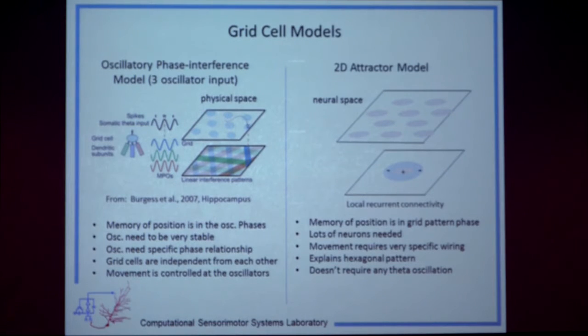So there are two main camps with respect to grid cell models. I think the one on the right is easier to describe, so we'll do that one first. This is a 2D attractor. Now, the idea here is that I'm going to have a two-dimensional plane of neurons, physically, and they're going to have a connectivity pattern that's locally excitatory. They're going to support their neighbors. But a little bit further away, I'm going to inhibit in a ring. And this is very classic. You find this sort of connectivity everywhere you look throughout the brain. So this is not a stretch.